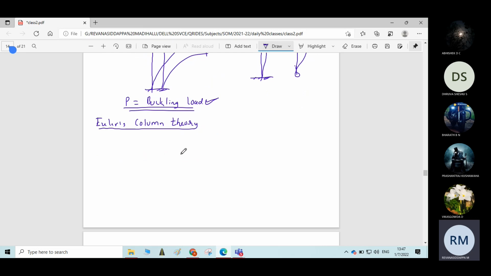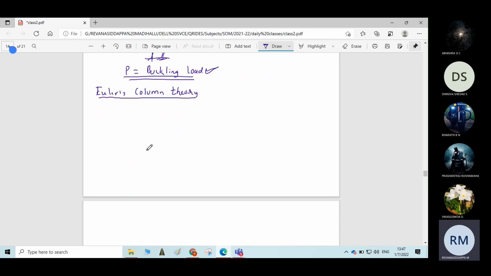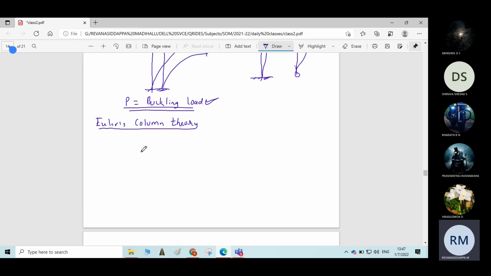So here in this topic you have a total of 4 derivations, for different end conditions. If you properly understand one particular derivation, then there is nothing in understanding the next ones; you can easily understand the coming derivations. Euler proposed a theory to find the expression for buckling load, but before that, he made some assumptions. Based on certain assumptions he derived the equation for this buckling load.